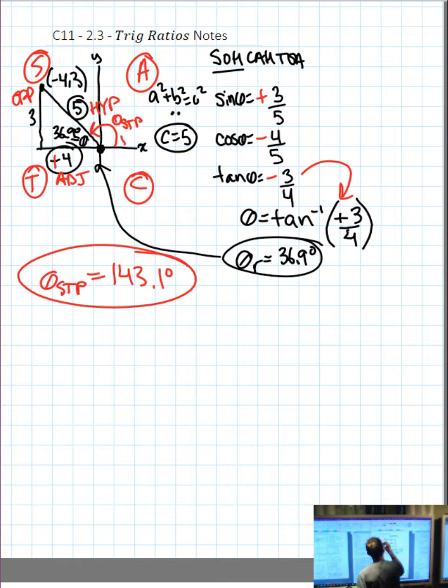So I'm going to write 143.1. Then I'm going to circle that part because it's found information. Circle the 36.9, the other angle as well. It's found information. So we have both angles.